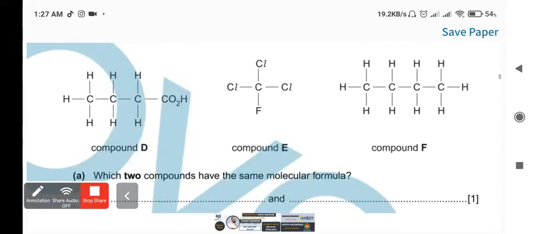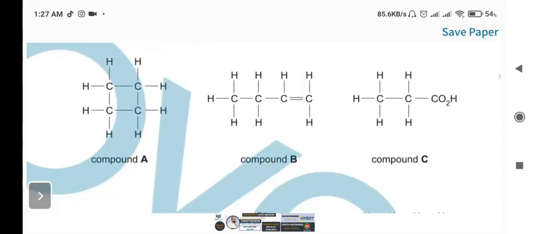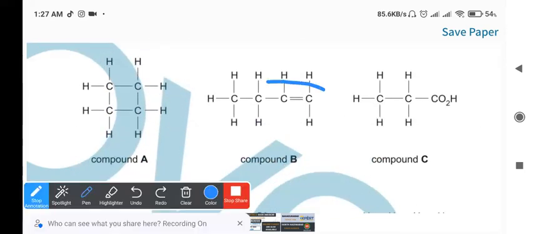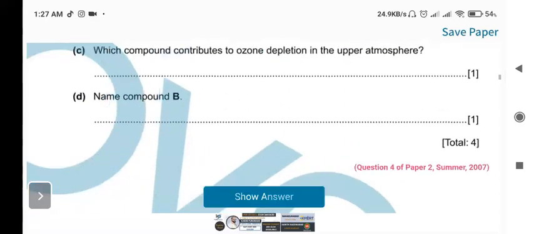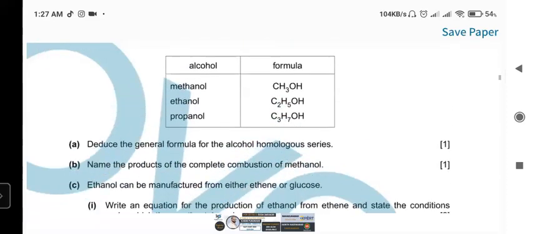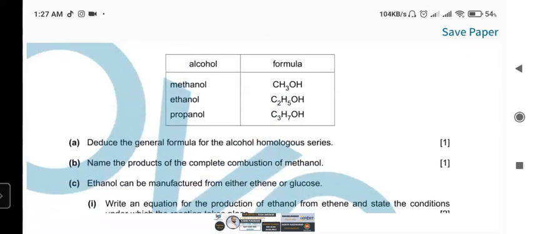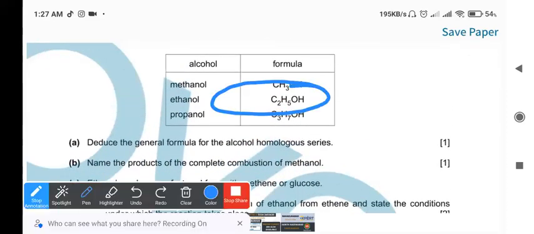Name the compound B. Compound B is an alkene with four carbon atoms, so it's butene. Now, did you see the formula for alcohol homo?